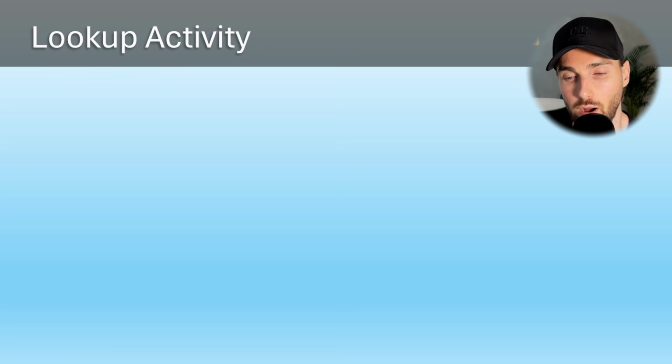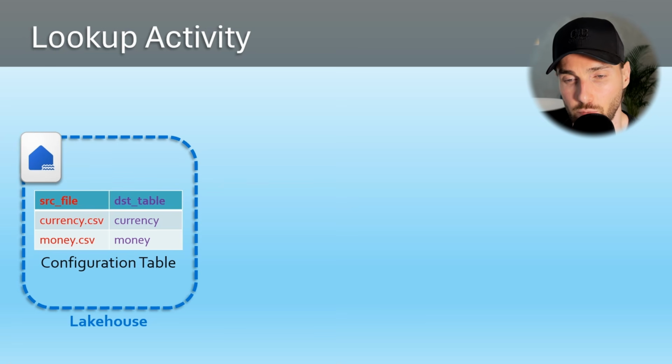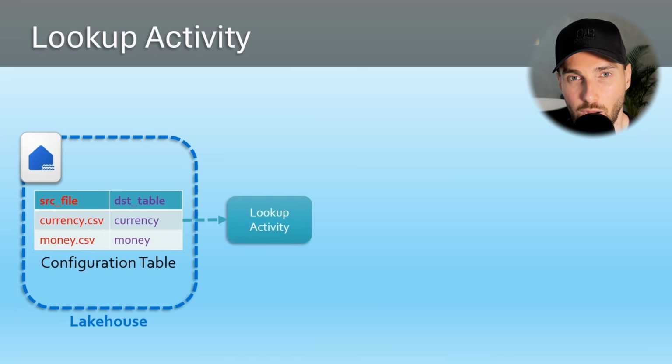Let's take a look at how the inputs and outputs work with the lookup activity. For example, let's have a lakehouse with a configuration table that has two columns, source file and destination table. On the first row, the source file is currency.csv and the destination table is currency. On the second row, the source file is money.csv and the destination table is money. We would like to use these values in our pipeline to copy the contents of currency.csv to the currency table in the lakehouse and money.csv to the money table in the lakehouse. This table will be the input for our lookup activity.